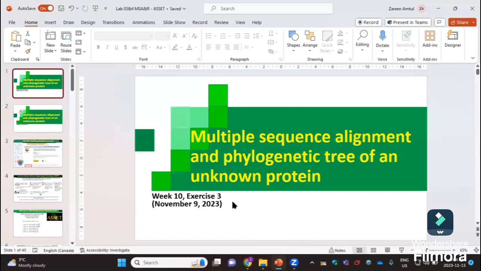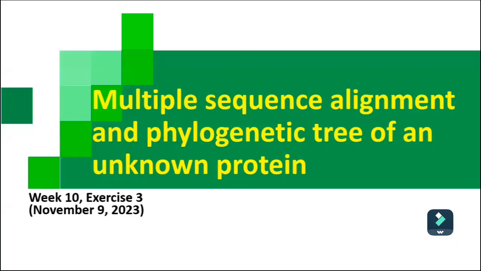Okay, so I think we should start. Today's class is very interesting in the sense that we will also be learning programming today. And the way I designed that exercise should be good for a person who has no experience in computer languages. They should still be able to write down the commands and try to interpret the meaning of what they are writing and the results they are getting. So today's exercise is about multiple sequence alignment and phylogenetic tree of an unknown protein.